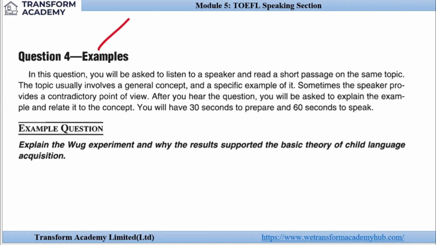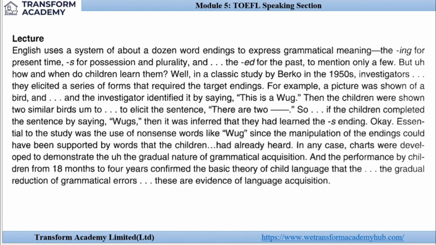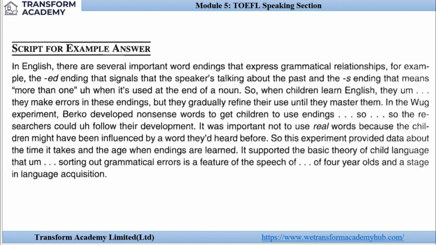Then you can go to question number 4, the example question. Explain the bug experiment and why the results supported the basic theory of child language acquisition. The task, the direction, the reading, and the lecture. These are example notes, and this is an example script for the example answer.